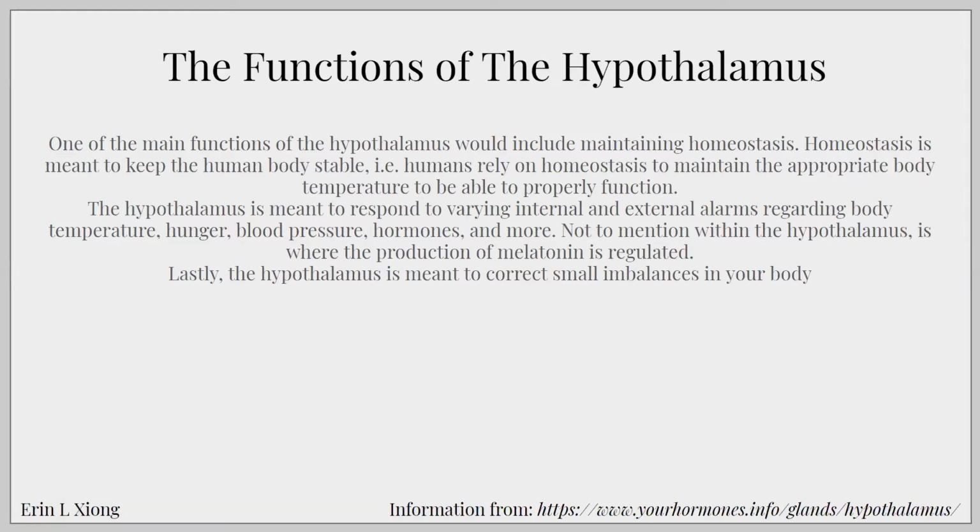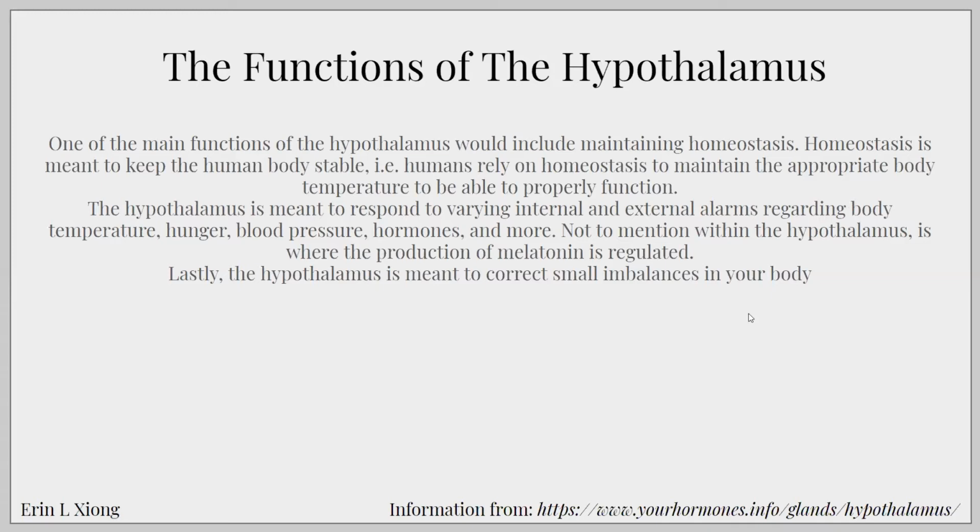For those of you who don't know, melatonin is essentially regulating your sleeping cycle, whether it could be when light triggers your mind when you should wake up. Lastly, the hypothalamus is meant to correct small imbalances in your body and can respond to stress.